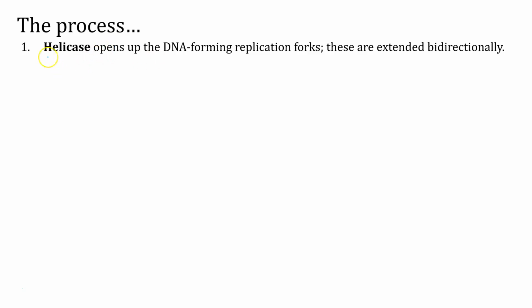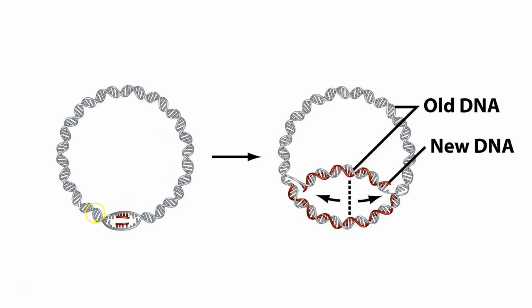The first thing that happens is this enzyme called helicase is going to open up the DNA. So remember, DNA is a double-stranded molecule that's spiraling around, and helicase is going to be the thing that comes by here and actually opens that double strand up. It's going to break apart those hydrogen bonds so that the double strand is now two single strands.